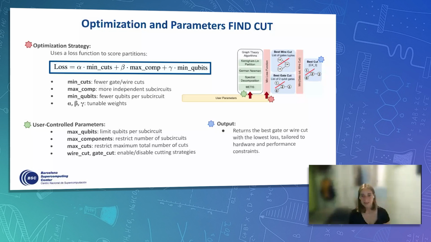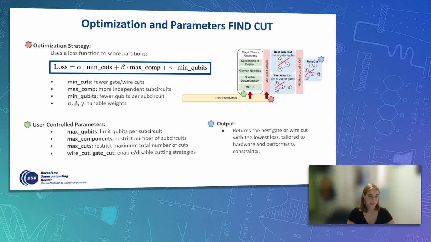Then we have these parameters that I was talking about. The user can specify, okay, I want all my subcircuits to be a maximum of 5 qubits, since I want to send all of them to a QPU that is only 5 qubits. Then the user can specify max qubits 5, and the function is able to find results that satisfy this constraint. We have the same for the maximum number of components, to restrict the number of subcircuits generated, and the maximum cuts, to restrict the maximum total number of cuts. Like, I only want to apply a maximum of 3 cuts, give me the best option with that. It can do that too.